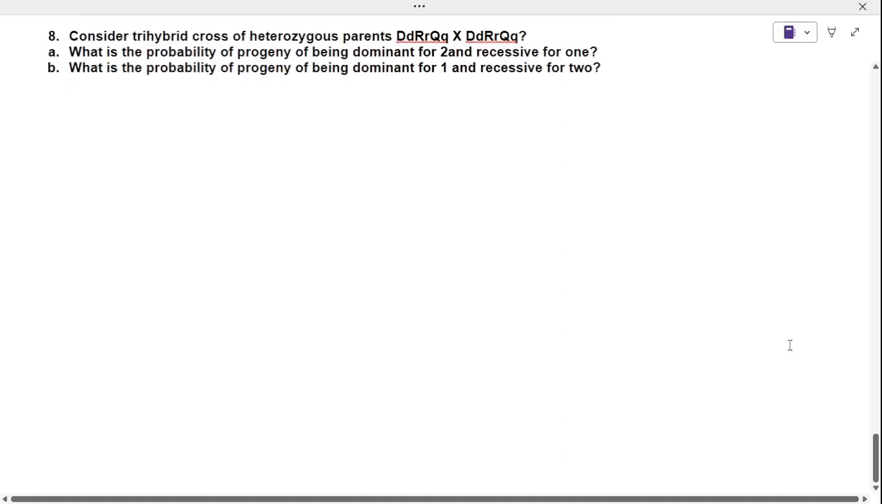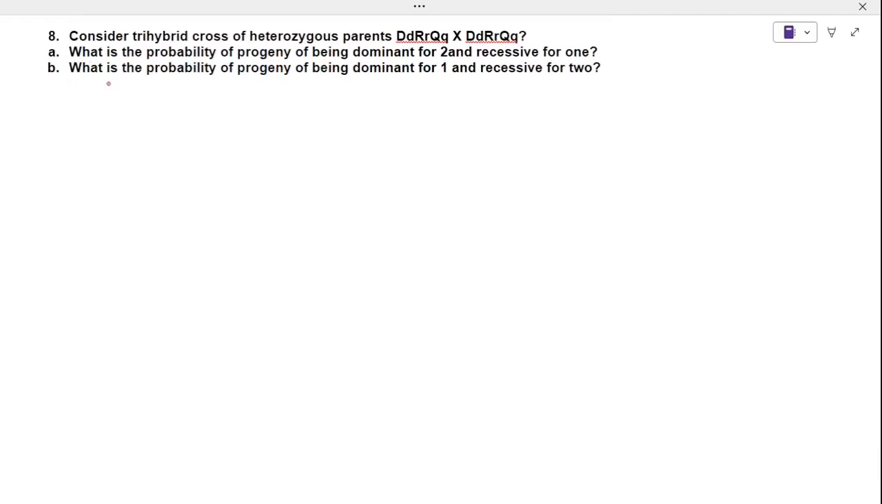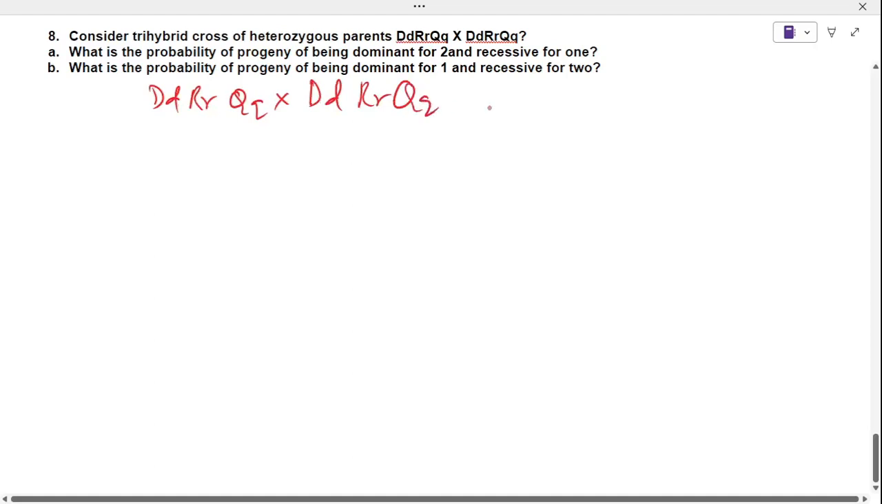The last question in your probability is, consider a trihybrid cross of heterozygous parents. What is the probability of progeny being dominant for 2 and recessive for 1? Second question is, what is the probability of progeny being dominant for 1 and recessive for 2? So here what is given here? Capital D small d, capital R small r, capital Q small q is crossed with the same thing, capital D small d, capital R small r, capital Q small q.